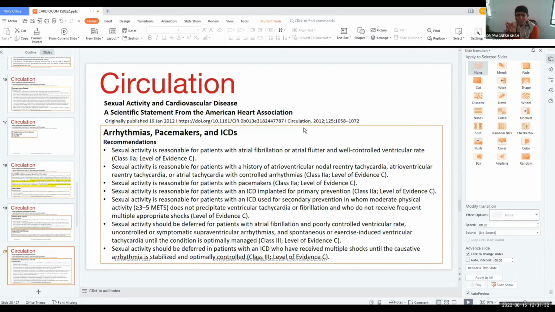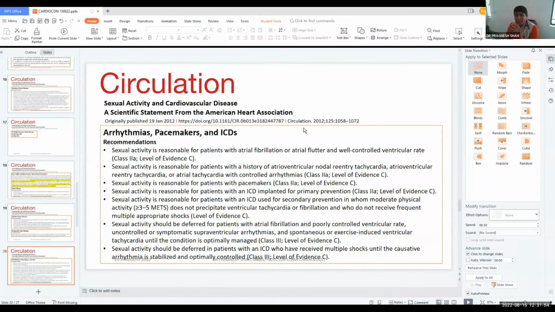Sexual activity is reasonable for the same thing, ICD also for the secondary prevention, in whom moderate physical activity does not precipitate ventricular tachycardia or fibrillation and who don't receive frequent multiple appropriate shocks. This is more important for the patients with ICD or AICD.